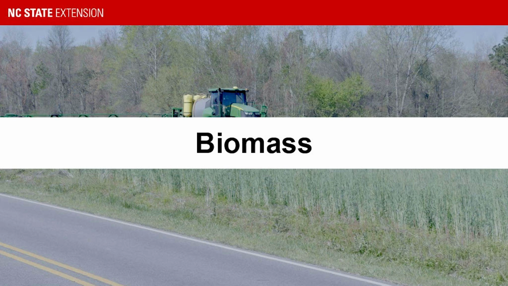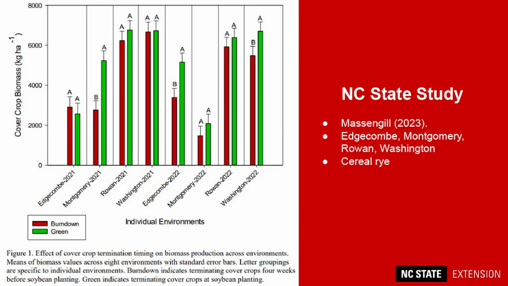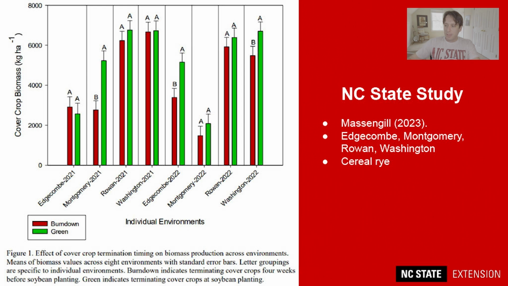Makes sense, right? Well, let's look at an NC State study and look at our specific location. So this study was done for 4 counties across 2 growing seasons. That gave us 8 total environments for comparison. I should say that gave them, I was not part of this study, 8 total environments for comparison. This was cereal rye planted before soybeans. So for half of the cereal rye, they terminated it 4 weeks before the planting of soybeans, and the other half they terminated at soybean planting.